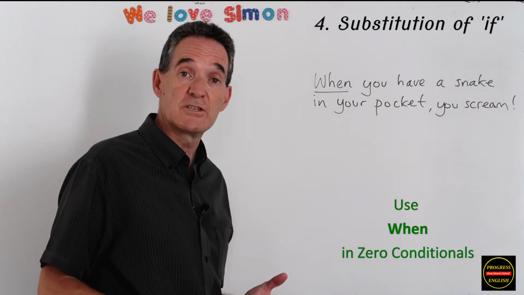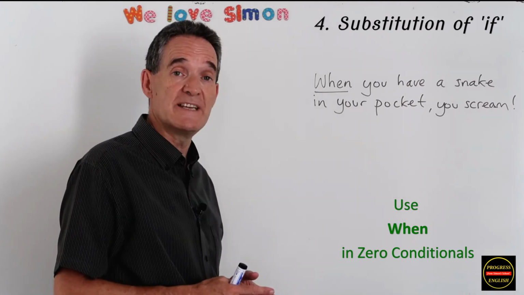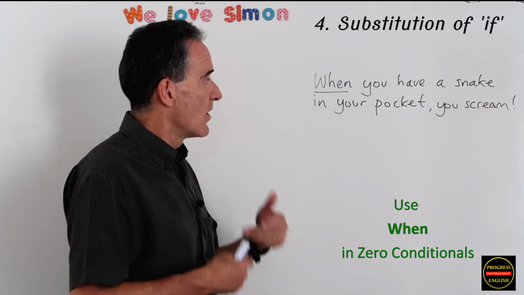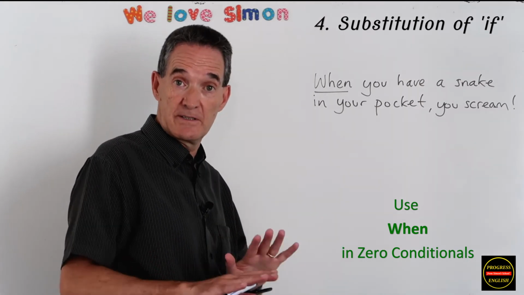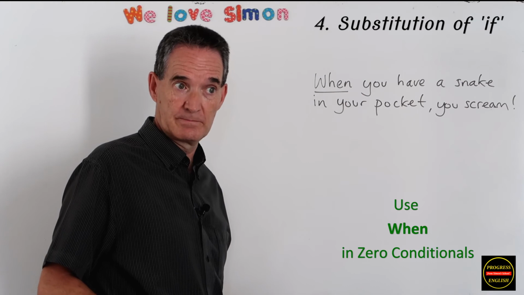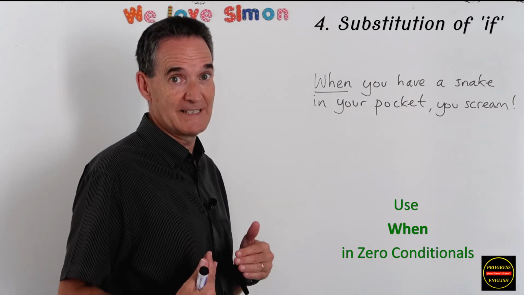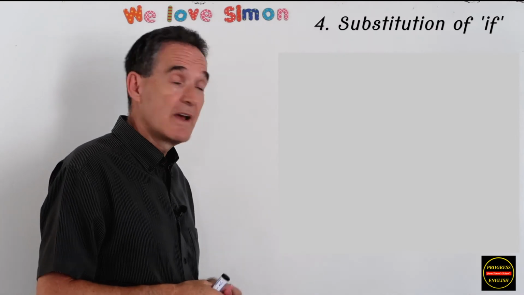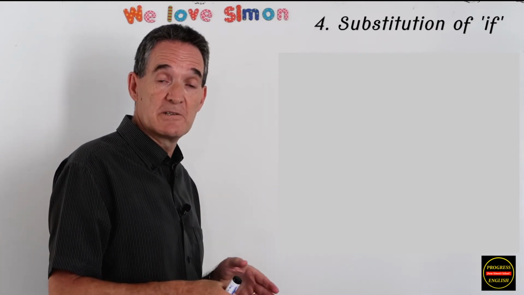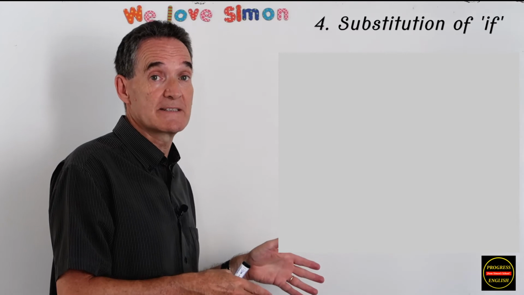For zero conditionals, we often substitute the if with when. When you have a snake in your pocket, you scream. Don't worry, there are no snakes in this video. Perhaps in part 1, yes, but not in part 2. And there are plenty more. I recommend that you stop the video here so you can study these better.